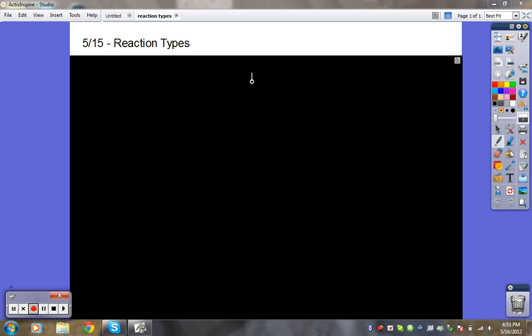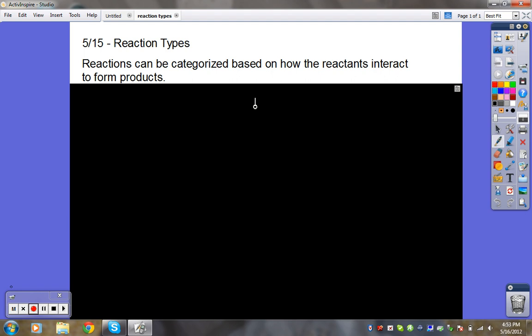These are notes on reaction types. Reactions can be categorized into different types based on how the reactants interact to form products. We've already talked about some of these. For example, we talked about combustion, where a reactant would react in the presence of oxygen and burn. It's called combustion. We're going to categorize reactions into 4 main types.